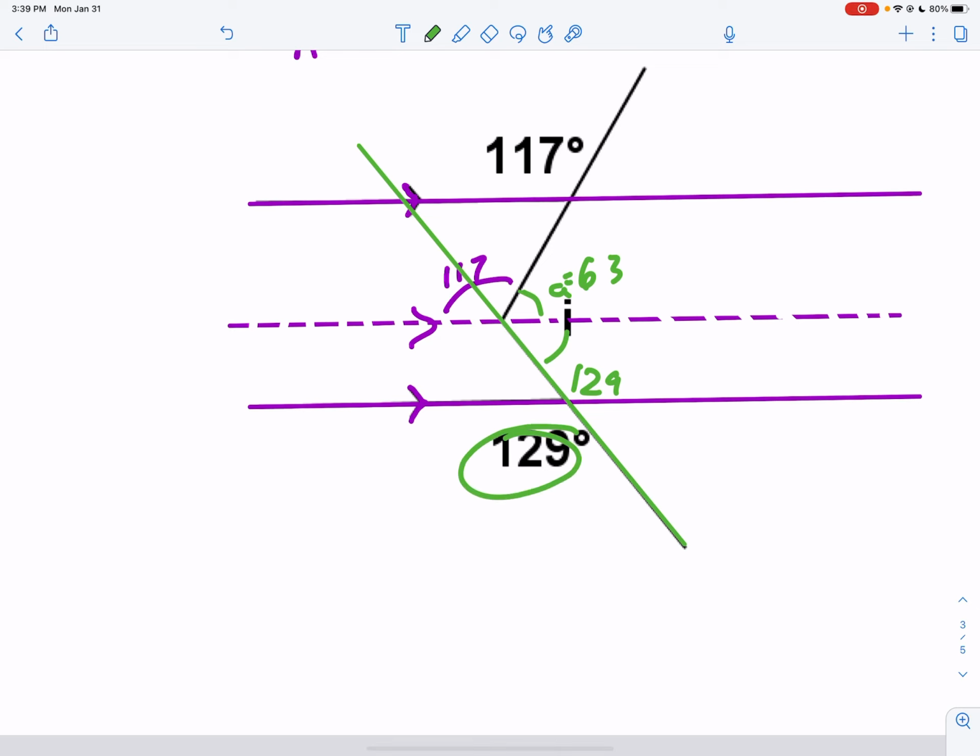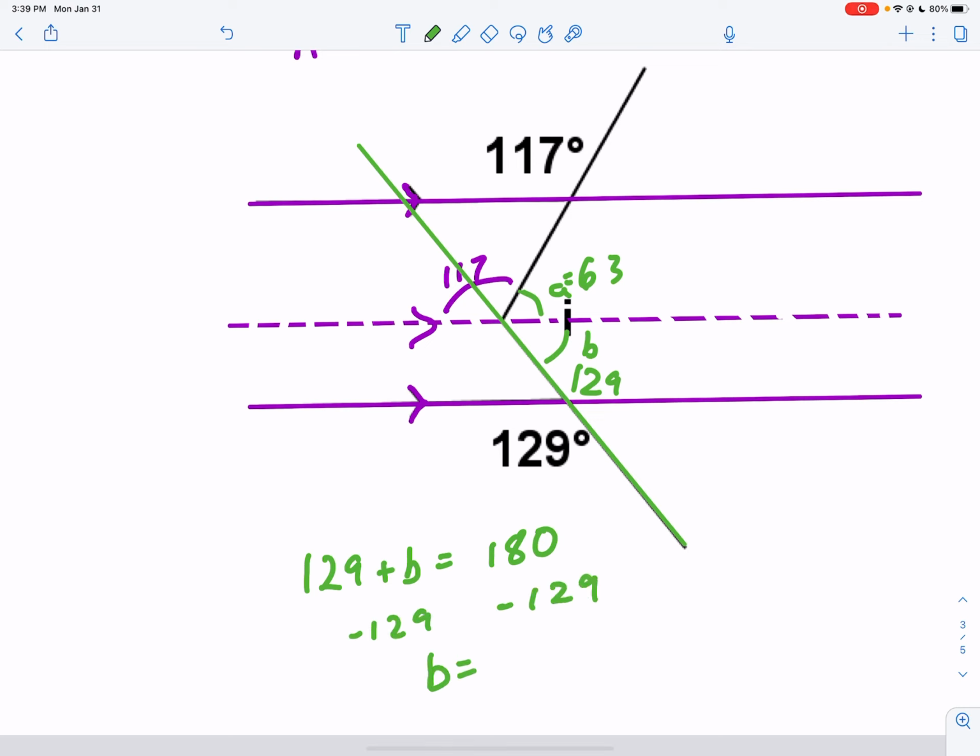But these two are vertical angles, and that lets us figure out using same side interior angles that 129 plus this thing I'm going to call B, they are supplemental because they are same side. Both of these are same side interior angles. So subtract 129. And again, this is going to take some practice. 180 minus 129 is going to be 51, I believe. 10 minus 9 is 1. 7 minus 2 is 5.